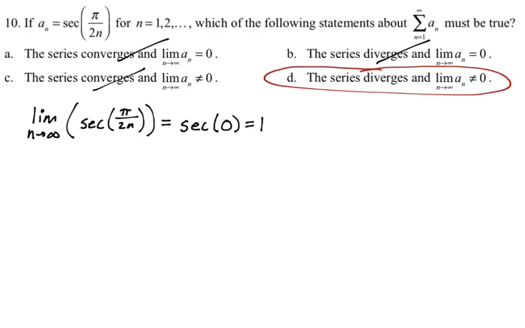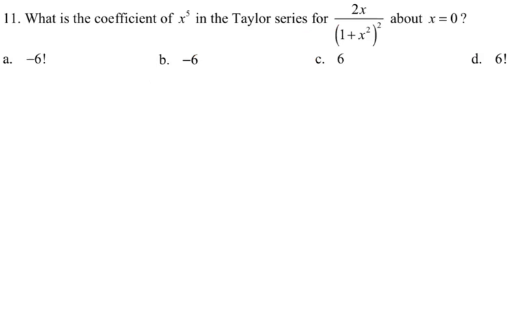Okay, I'm back. Let's do another problem. So I guess we're up to problem number 11. All right, what is the coefficient of x to the fifth in the Taylor series for 2x over the quantity 1 plus x squared, squared, about x equals 0?